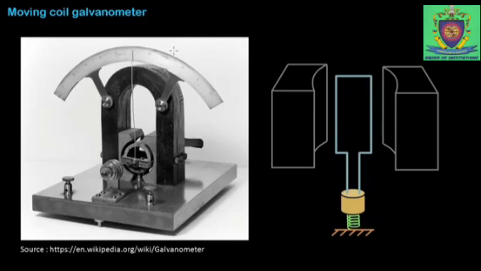Always make a note that I cannot measure large values like 2 ampere or 3 ampere directly, but I can get my desired value of current based on my resistor by doing the parallel combination. So by connecting the resistor in parallel combination, I will get my desired range of ammeter, okay.